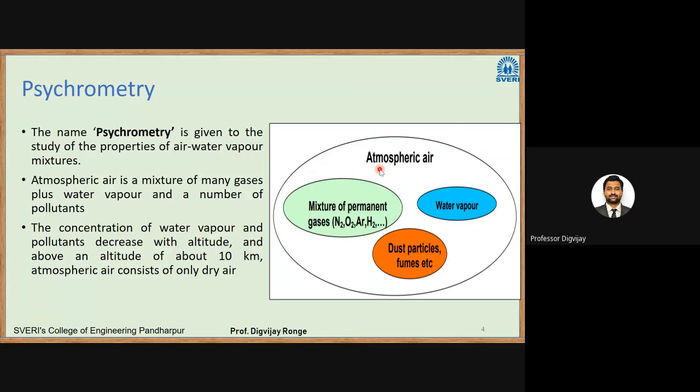Another thing is that as we go up from the mean sea level, the concentration of dust and water particles reduces. At a certain level, let us say 10 kilometers from our ground level, we get pure dry air, which is a mixture of permanent gases. So we have seen in the last lecture that atmospheric air is a mixture of gases, water vapor, and dust particles. The mixture of gases alone is called dry air. If I take a mixture of dry air and water vapor, that will be called moist air.